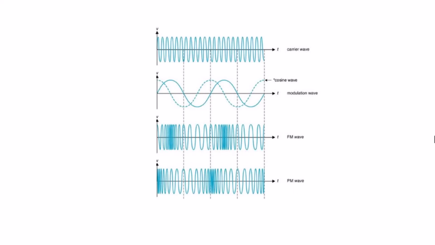Now this diagram doesn't show amplitude modulation, but with that method, it's the power level that is changing, and that encodes the information.